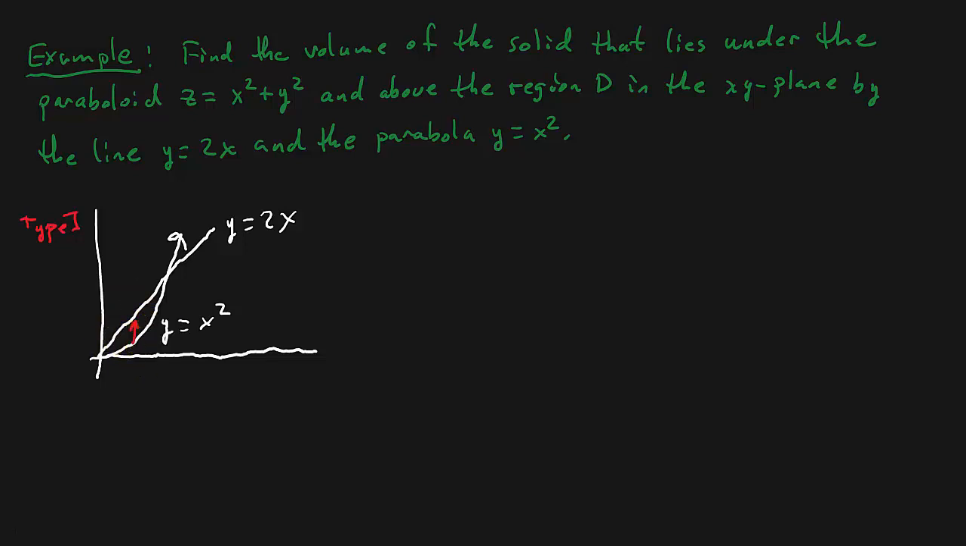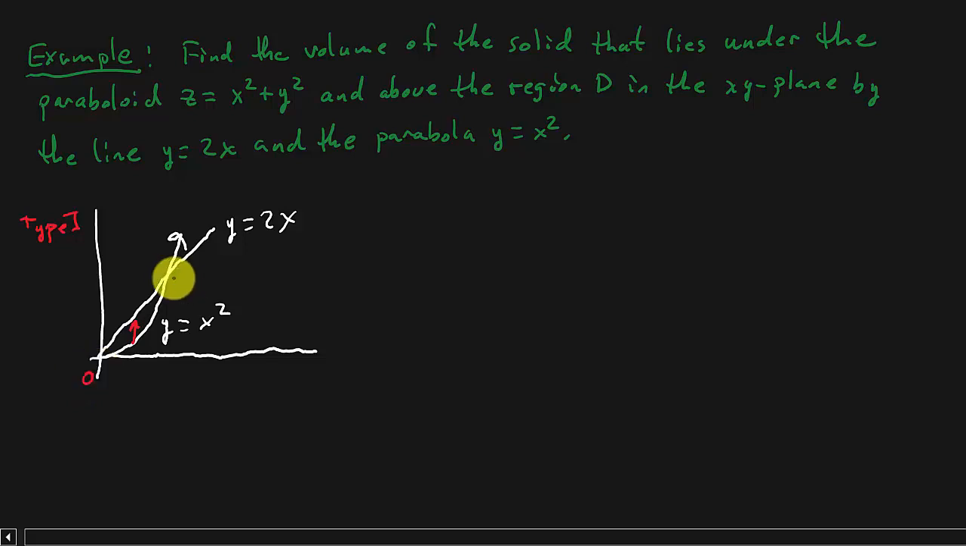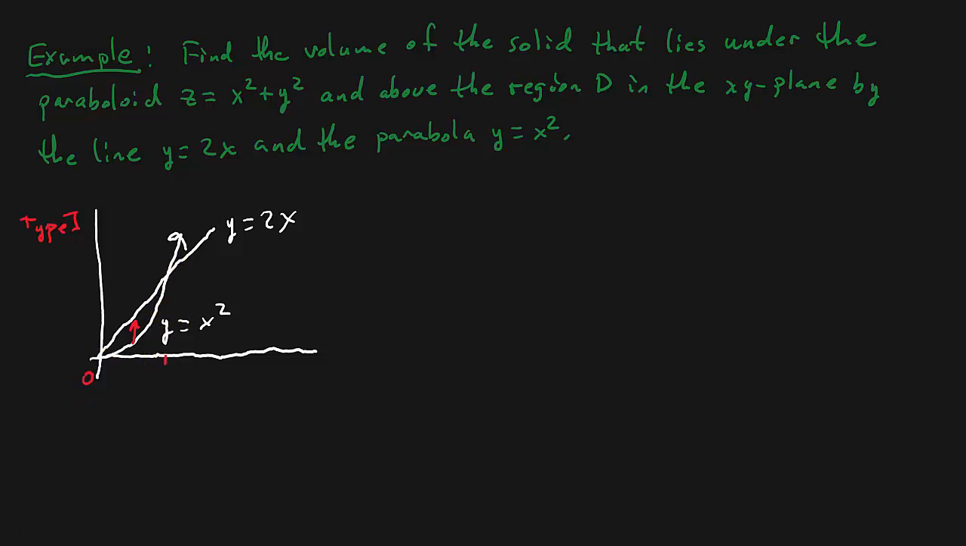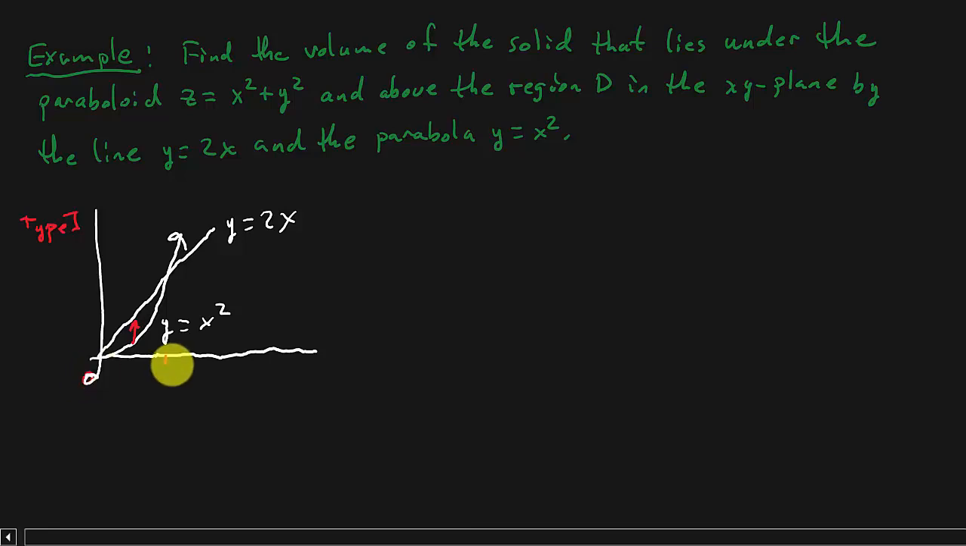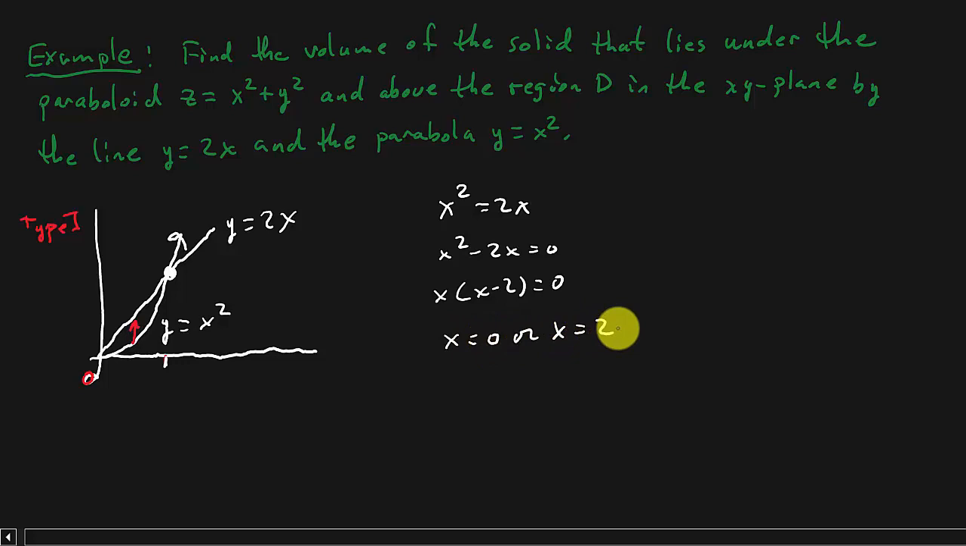So we're going from 0 to this value here where these two graphs intersect. So let's find where they intersect. So I got x squared equals 2x. So x squared minus 2x equals 0. X times x minus 2 equals 0. X is 0 or x is 2. And so it intersects there.